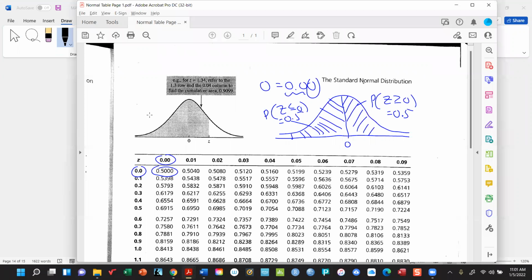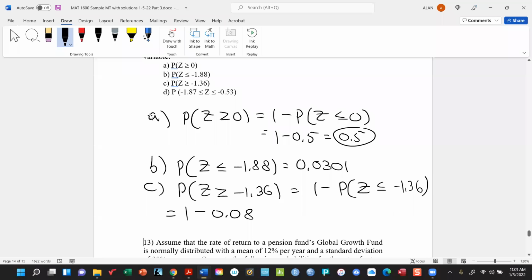So the 0.0869 is not the final answer. It's actually 0.9131.